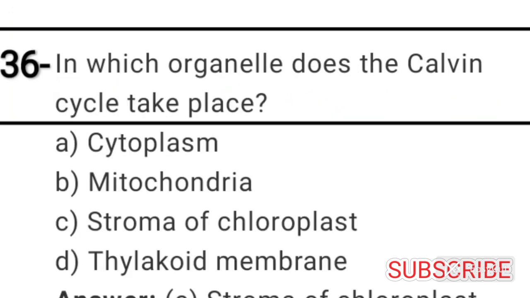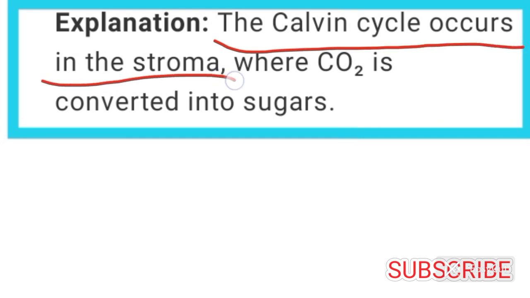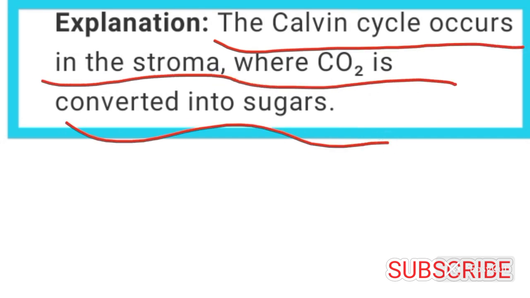Question number 36. In which organelle does the Calvin cycle take place? Answer is option C, stroma of chloroplast. The Calvin cycle occurs in the stroma where CO2 is converted into sugar.